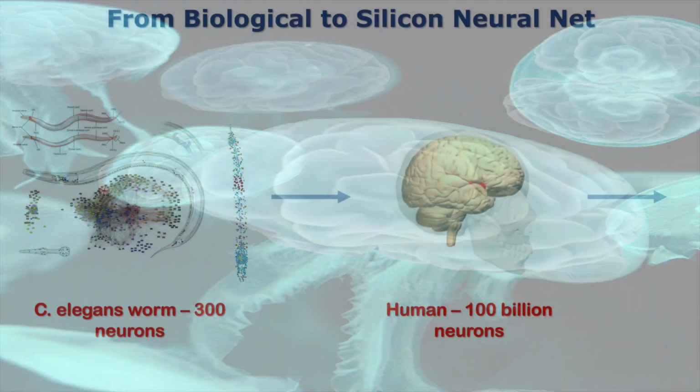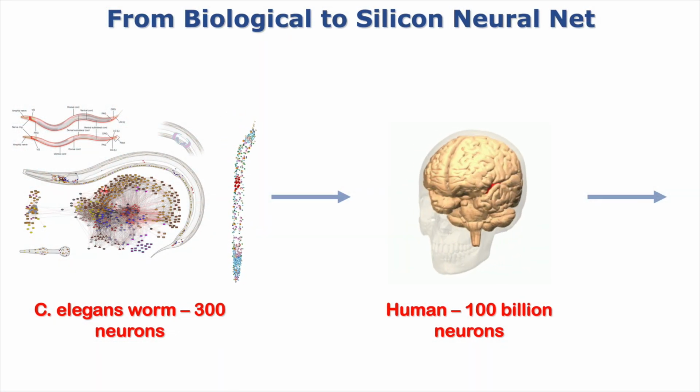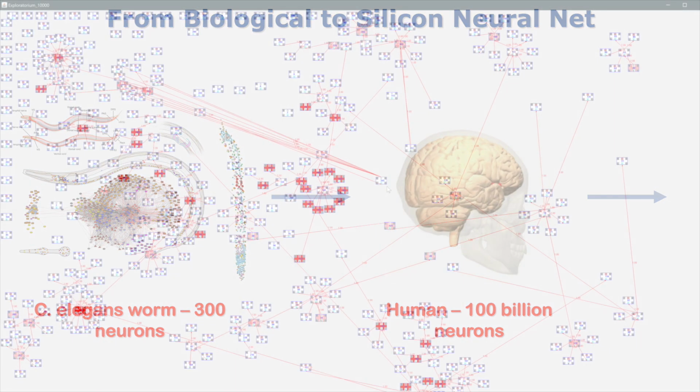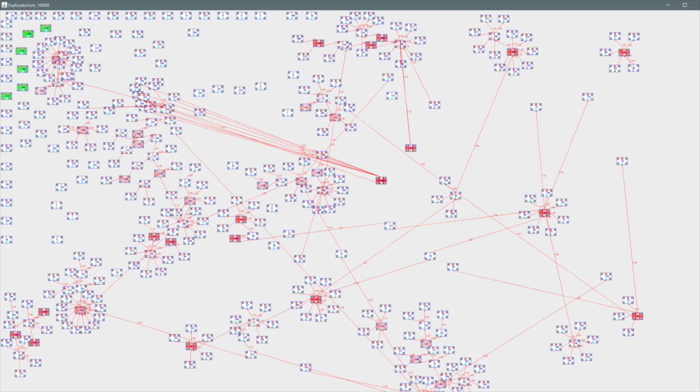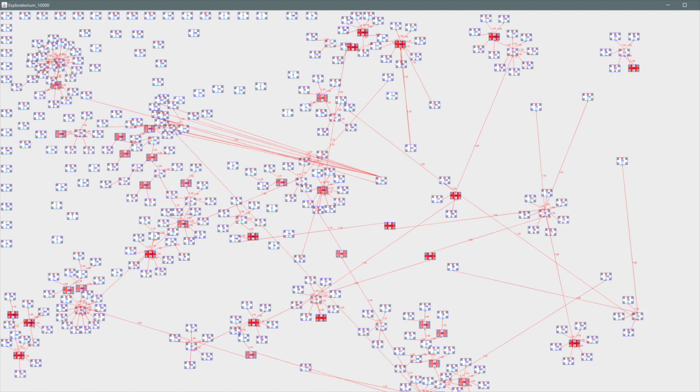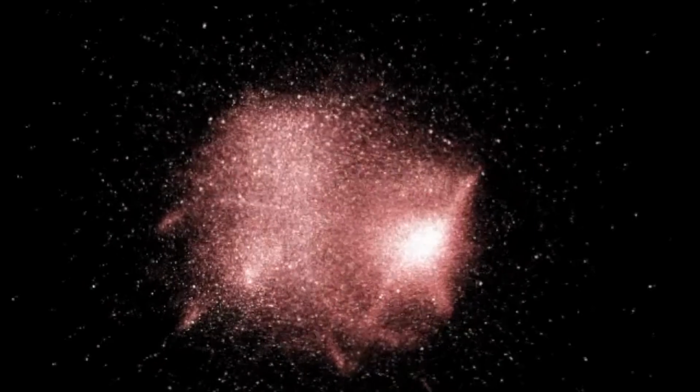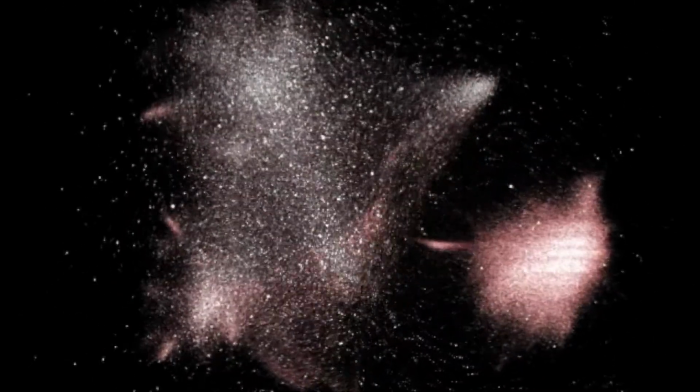The first biological neural networks consisted of 300 neurons. The human brain has more than 100 billion neurons and trillions of nerves. And today, we are developing silicon neural networks, and we already have a few thousand interconnected neurons. Somebody likes to call it artificial intelligence. We call it tools.